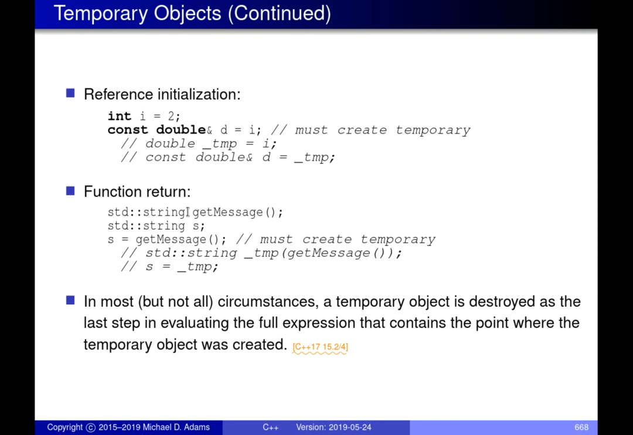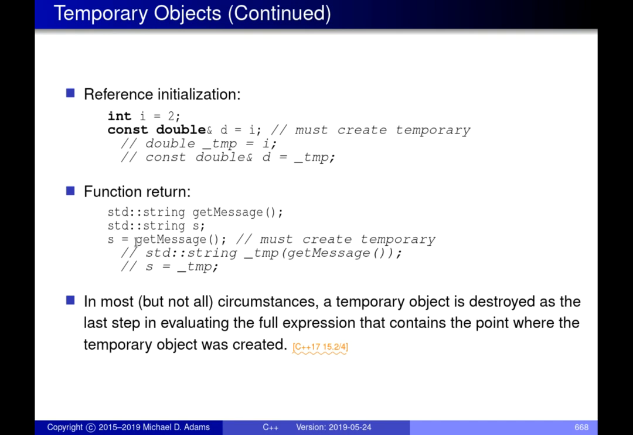We hit this in the last lecture in an example that I talked about. Here we have a function called getMessage that returns a string. It's returned by value. It's not returning a reference to a string, it's actually returning a string. And then we have some other string s, and we're calling getMessage and taking the result that's returned by this function and assigning it to s.